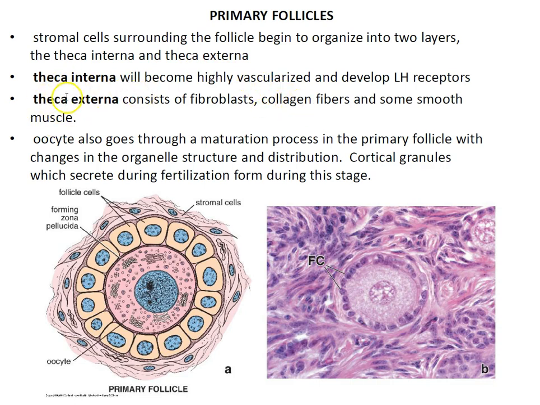Now, the oocyte also goes through a maturation process here and starts to exhibit a kind of specialized secretory vesicles known as cortical granules. These granules contain proteases that are released by exocytosis when the ovum is activated by the sperm during fertilization.